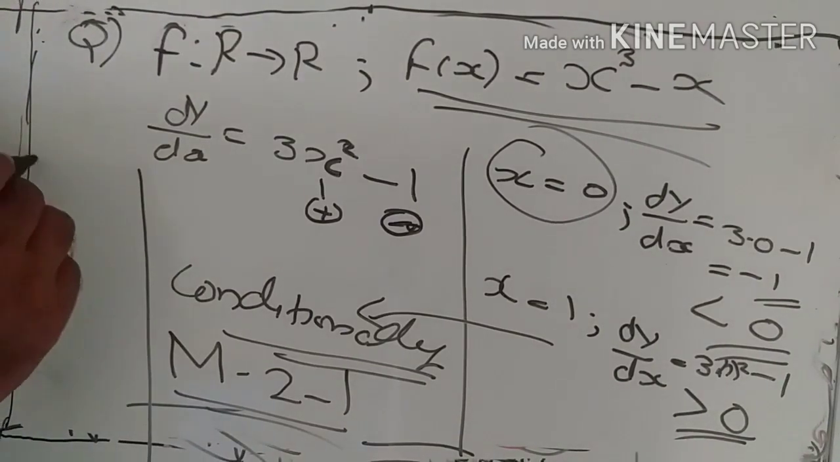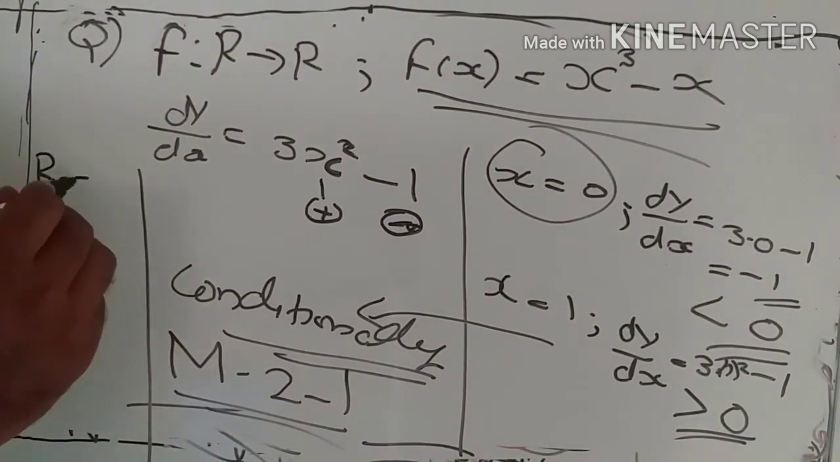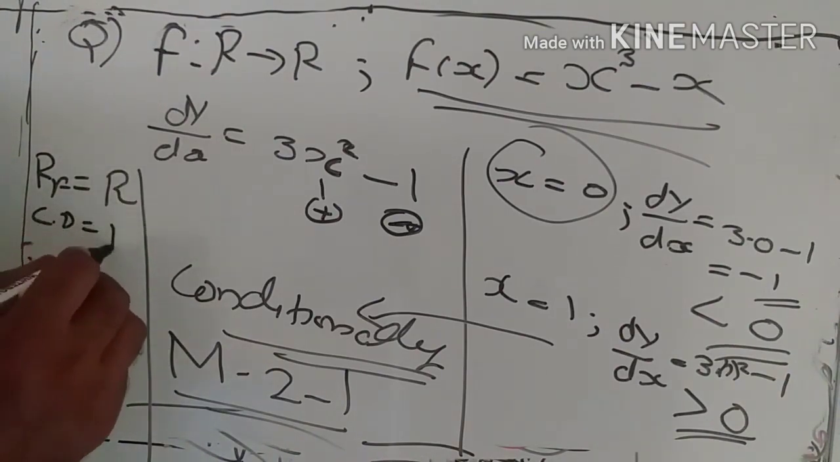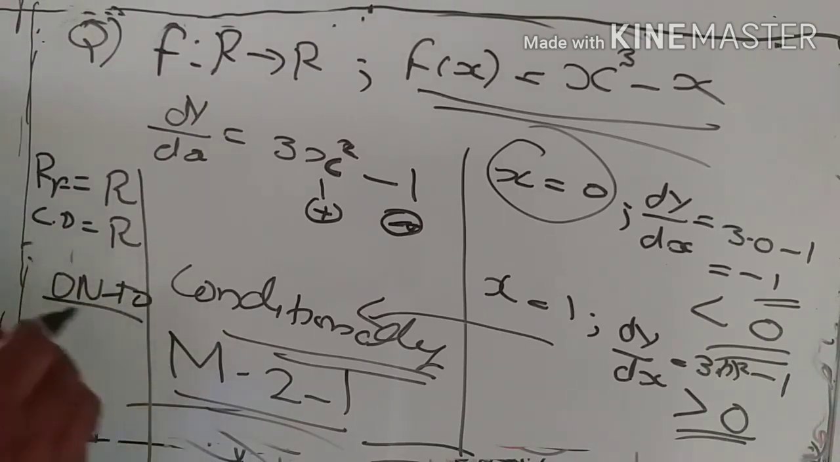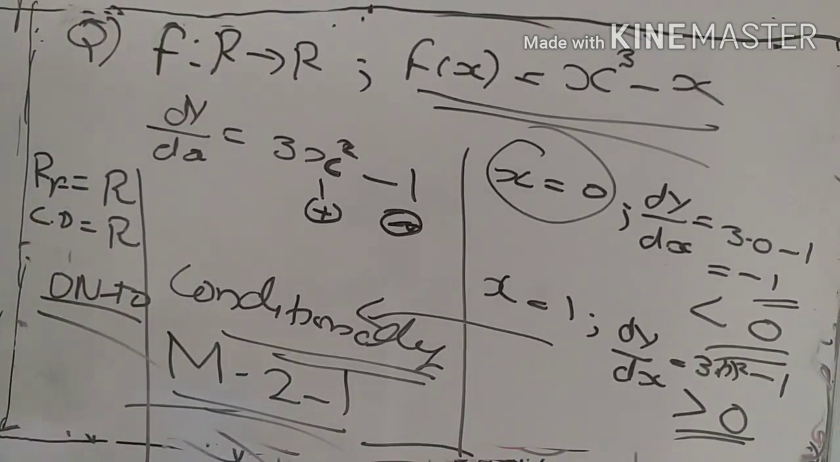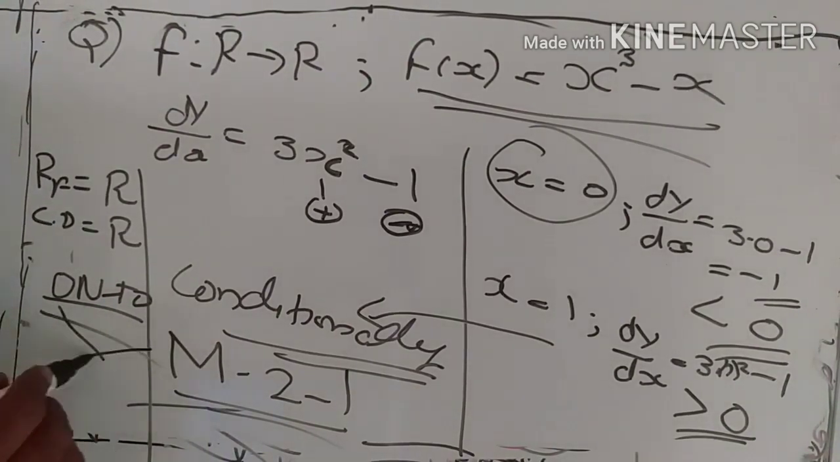And again range is equal to R. Codomain is equal to R. So function is onto, but not bijective.